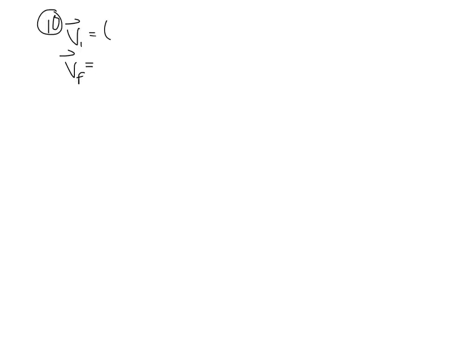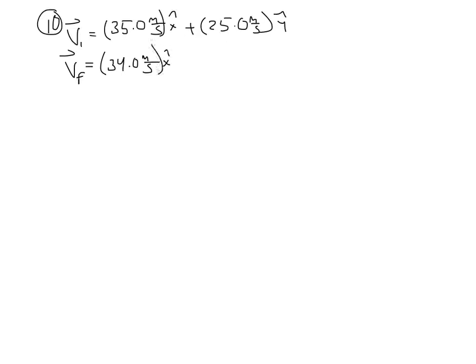The initial velocity is 35.0 meters per second x hat, that is in the x direction, and 25.0 meters per second in the y hat direction. Final velocity is 34.0 meters per second in the x hat direction, and it's got 5.30 meters per second in the y hat direction. So it decreased a little bit in the x, and it decreased quite a lot in the y.